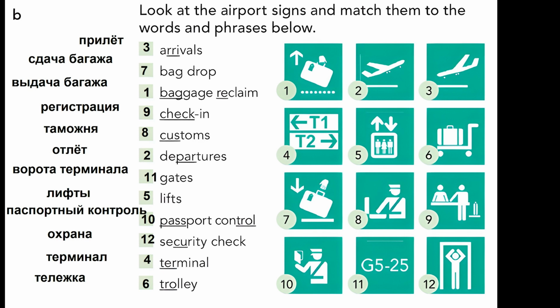Three, 1. Arrivals. 7, Bag drop. 1, Baggage reclaim. 9, Check-in. 8, Customs. 2, Departures. 11, Gates. 5, Lifts. 10, Passport control. 12, Security check. 4, Terminal. 6, Trolley.